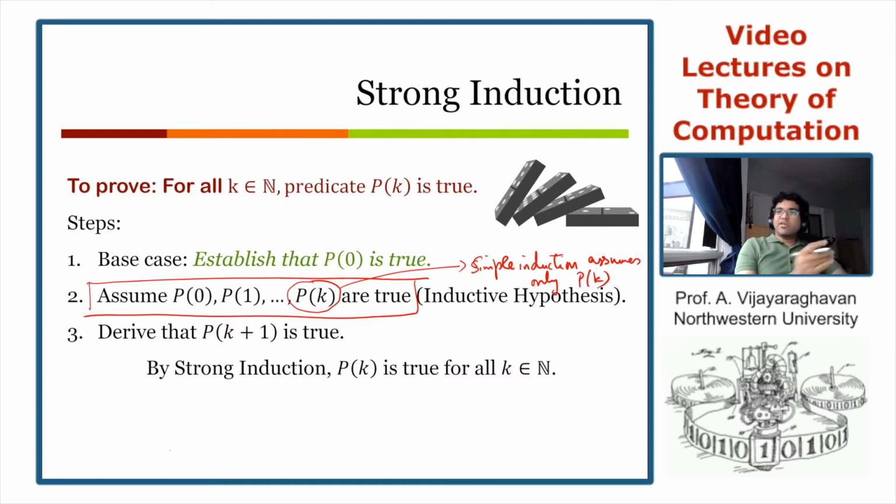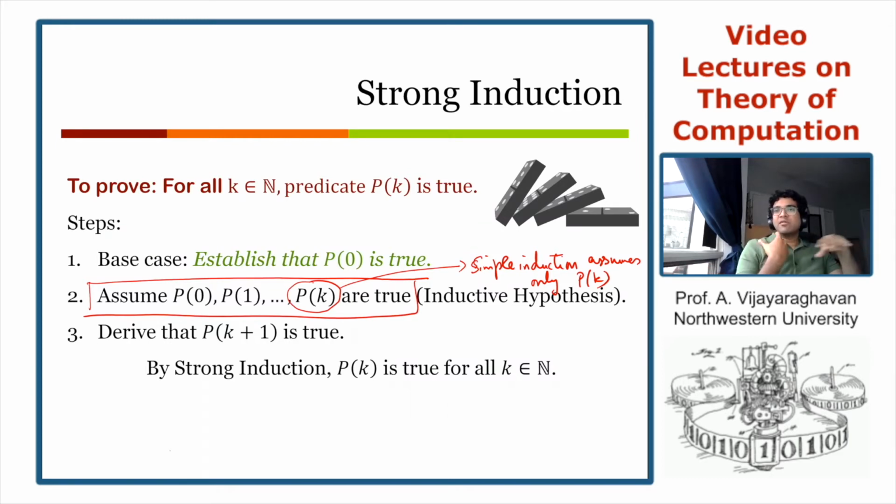Whereas in strong induction, we get to assume that it's true for all natural numbers. Okay. Now, why is this useful? Well, it's because you have more to play with. So you're assuming something stronger. You're not only assuming that the statement is true for k, you're assuming that it's true for all numbers starting from 0 to k, and now trying to prove k plus 1.